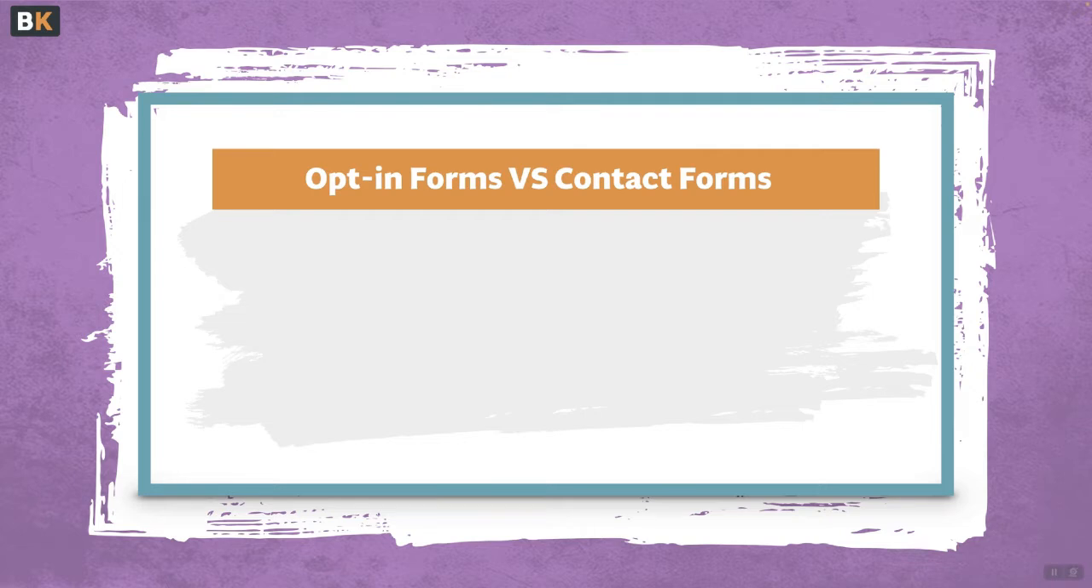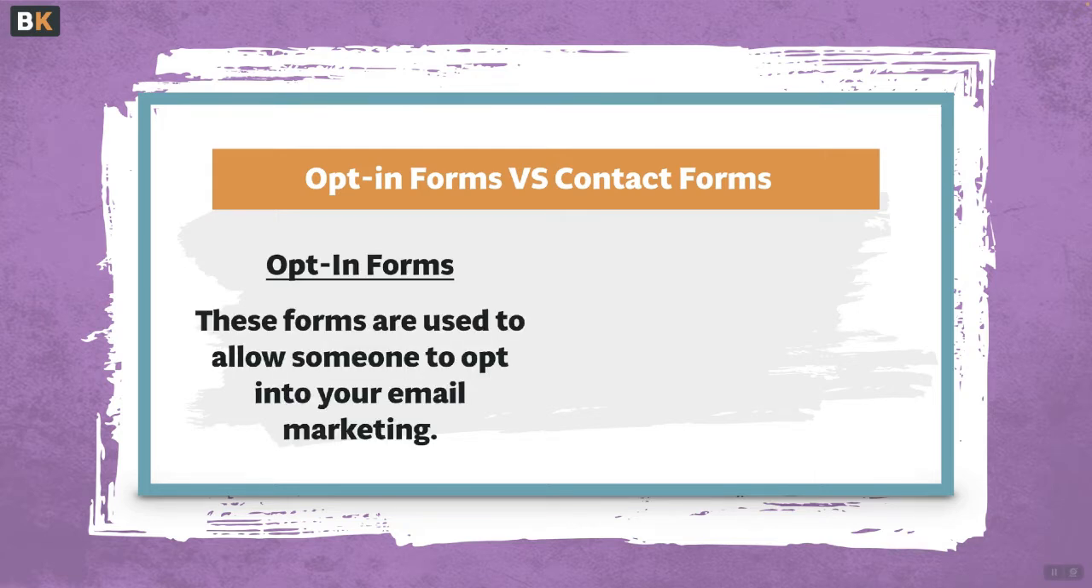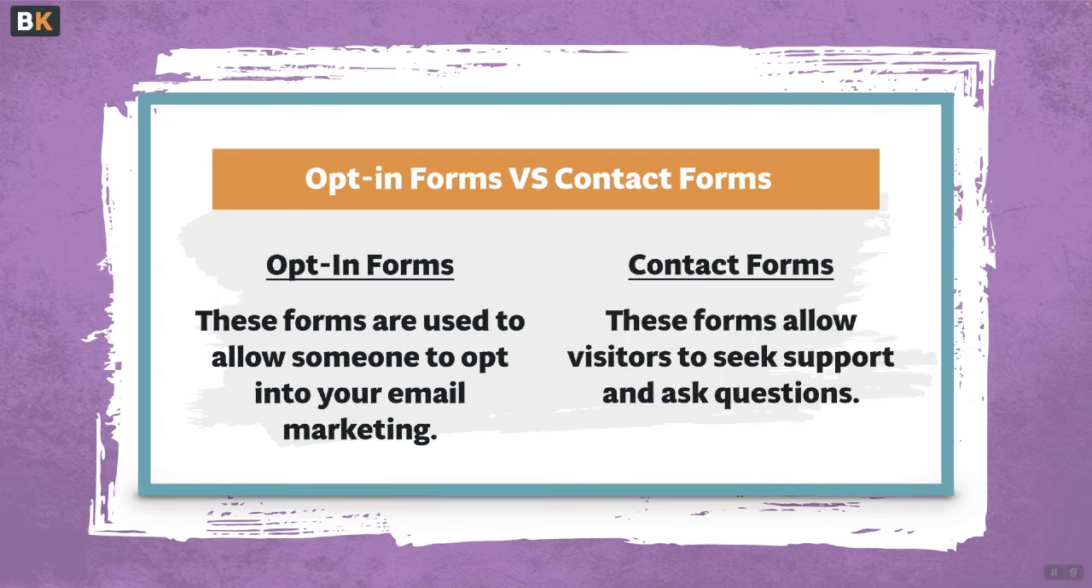So let's talk about the difference between opt-in forms and contact forms real quick. This is a really important thing, there has been some confusion in the past, and it's important you know the difference. An opt-in form is used to allow someone to opt into your email marketing. They are actually giving you permission to send them marketing emails. Whereas a contact form allows visitors to seek support and ask questions. They are not opting in for marketing.